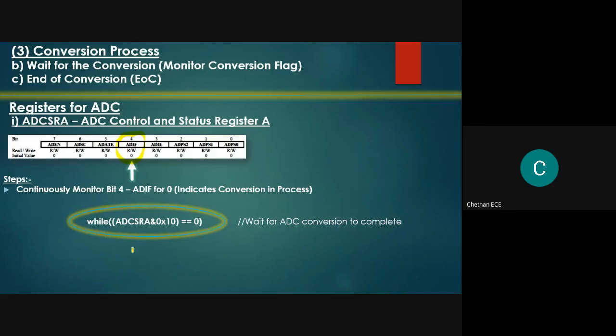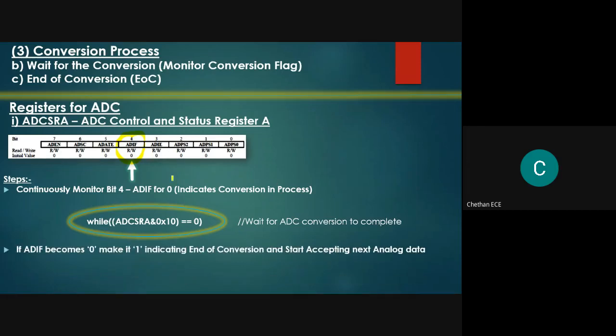Here I wrote a small code: while ADCSRA AND 0x10 is equal to 0. Until the conversion process result becomes 0, we have to repeat the loop, and as soon as the ADIF becomes 0, it indicates that the process is successfully completed, and one set of analog signal is converted into digital form. And after one complete successful process, we have to make this particular bit 1.